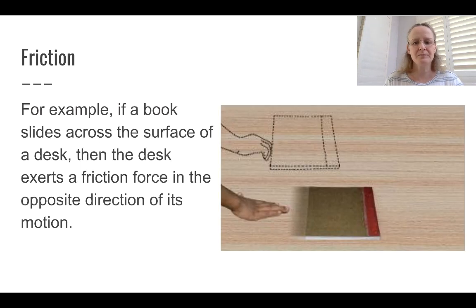Here's another example. If you try to slide a book across the surface of your desk, then the desk will exert a friction force and oppose the movement. So you'll be very aware that if you have a smooth desk surface, the book will slide easier than if you have a rough desk surface.